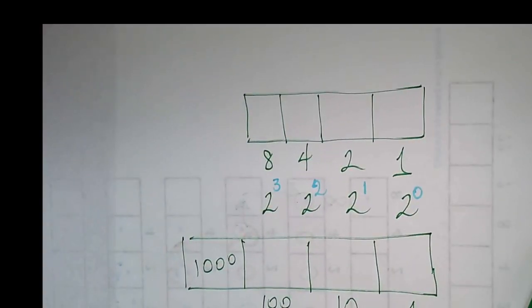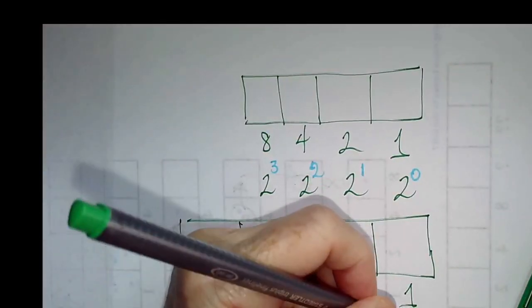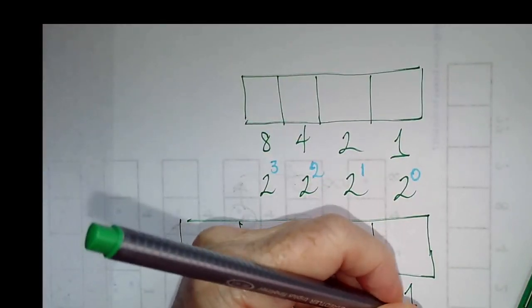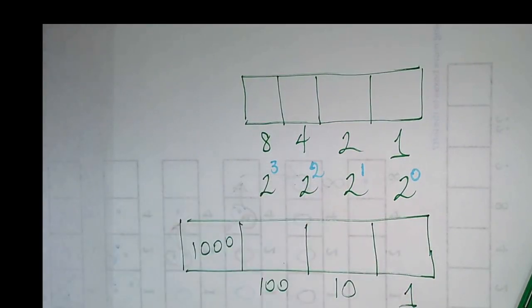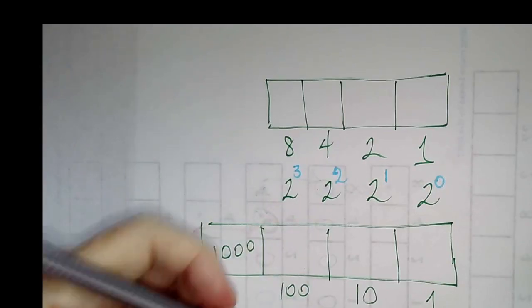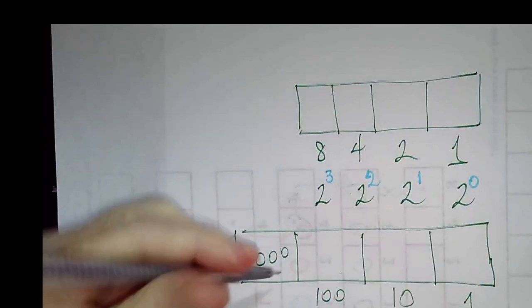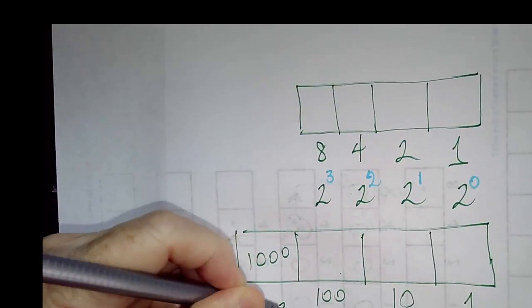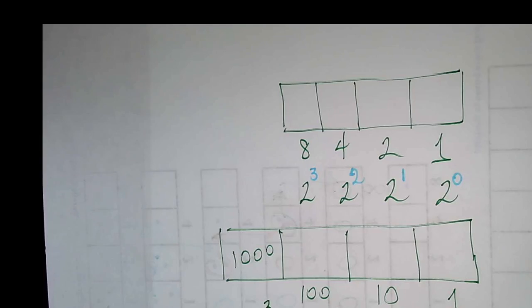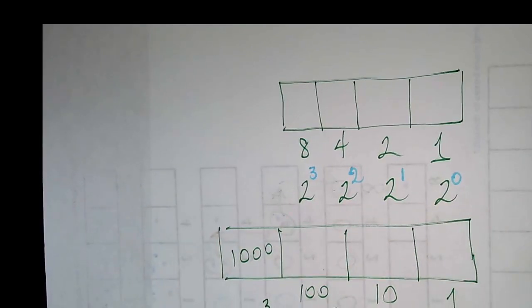Okay, so I can write this as 10 to the 0, that is 1. 10 to the 1 is 10. 10 to the second is 100. 10 to the third is 1,000. So it works exactly the same way.